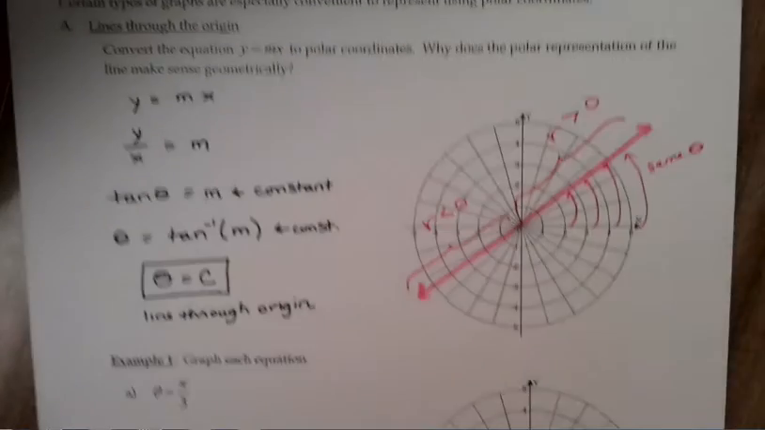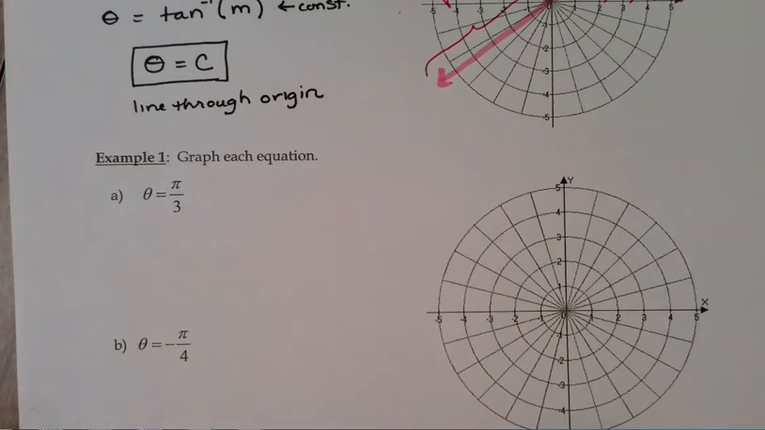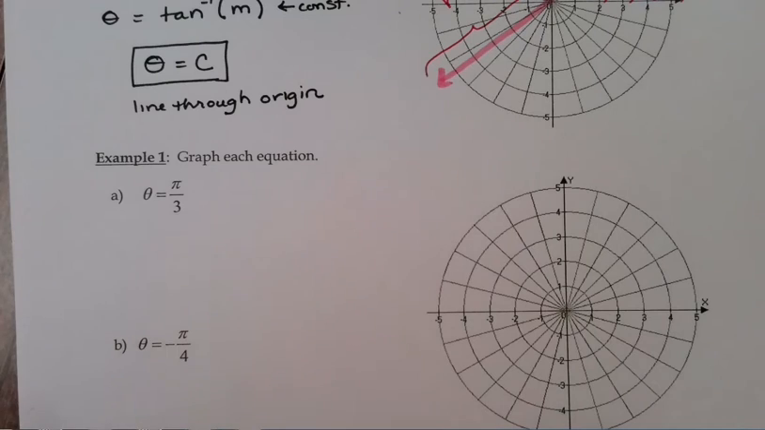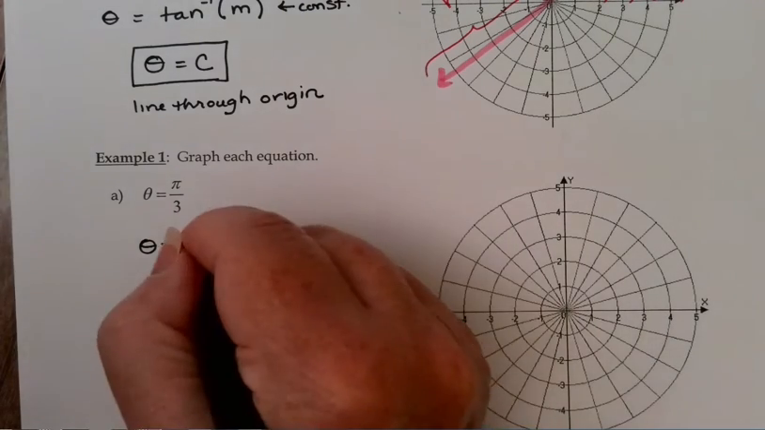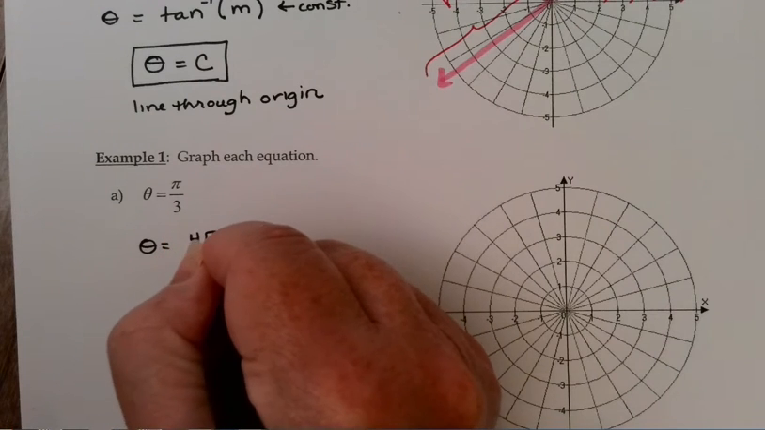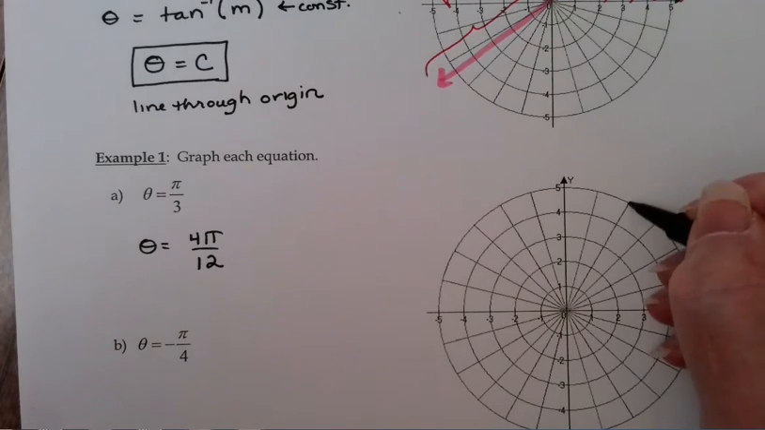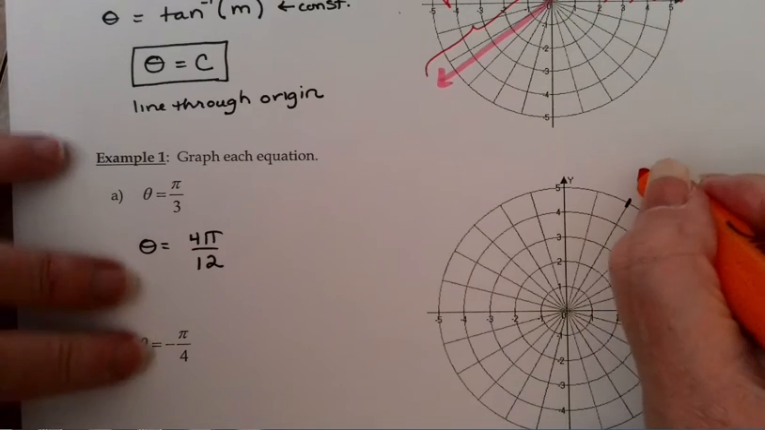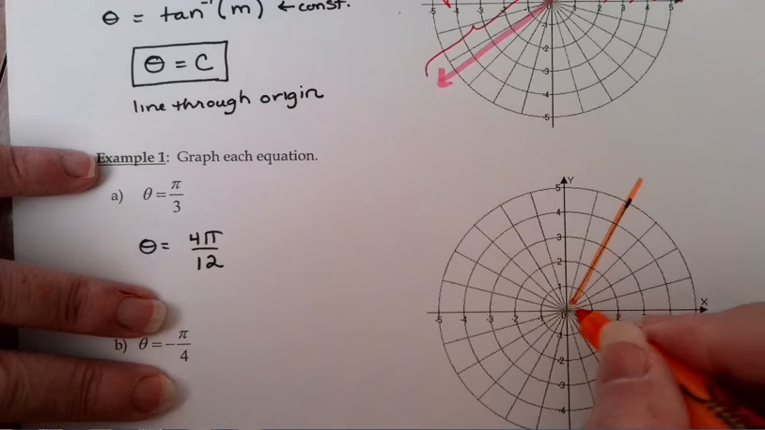So, let's use that idea to graph a couple of equations. If I have the equation theta equals pi thirds, that's simply going to be a line through the origin at an angle of pi thirds, or since my graph paper is marked in pi twelfths, I could think of it as theta equals 4 pi over 12. 1, 2, 3, 4, that would be right here. And so I'm simply going to draw that line through the origin.